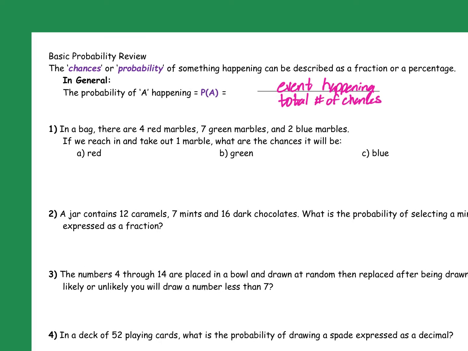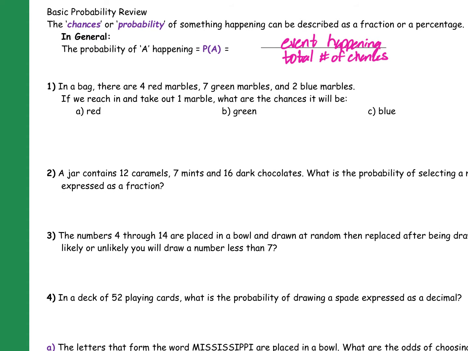So if we talk about number one, it says in a bag there are 4 red marbles, 7 green marbles, and 2 blue marbles. If we reach in and take out one marble, what are the chances it will be each color? We're going to write each as a fraction, as a decimal, and as a percent. So we're going to write one of each. I better get my calculator out.